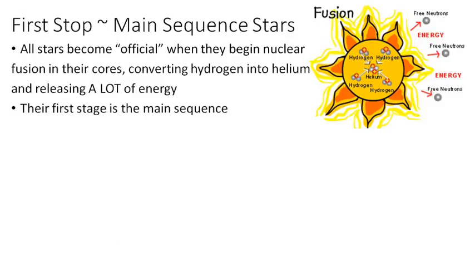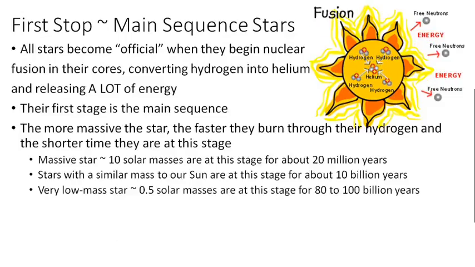The main sequence is the first stage, and the speed at which a star burns through this cycle, or should I say the length of time the star is on this cycle, depends upon the mass of the star. So for instance, something that is 10 times the mass of our sun will only be doing this for about 20 million, with an M, years. That seems like a long time. Our sun, which is what we call one solar mass, is going to be a main sequence star for 10 billion years.